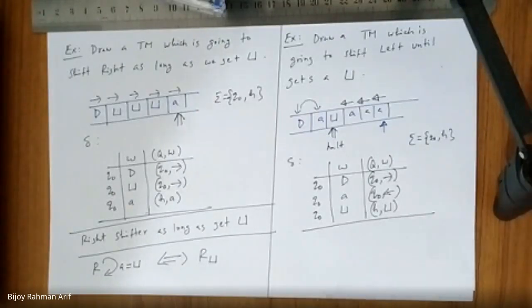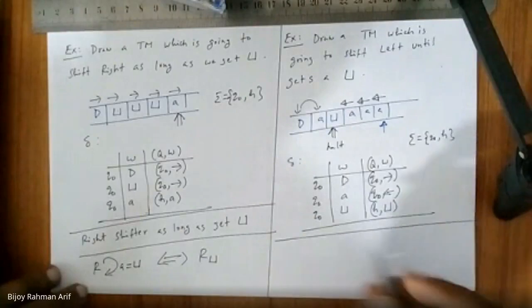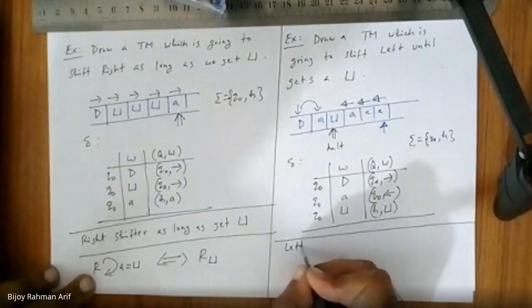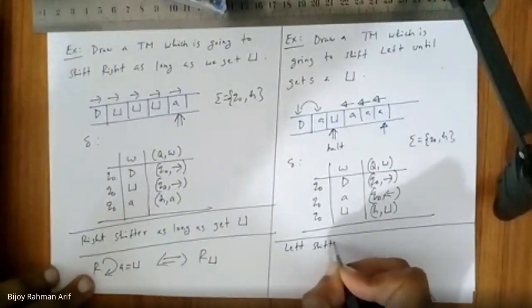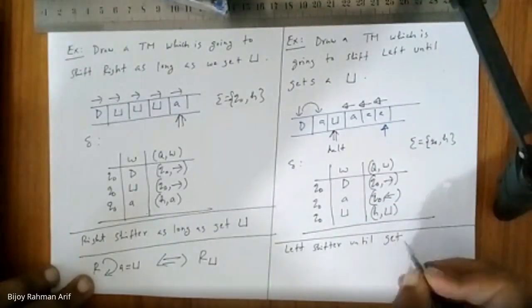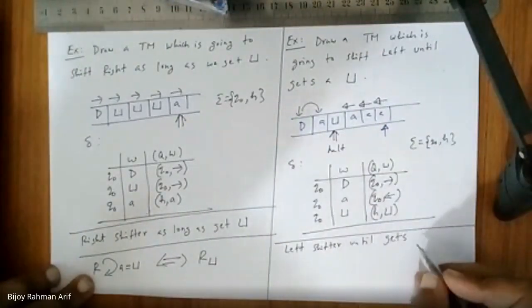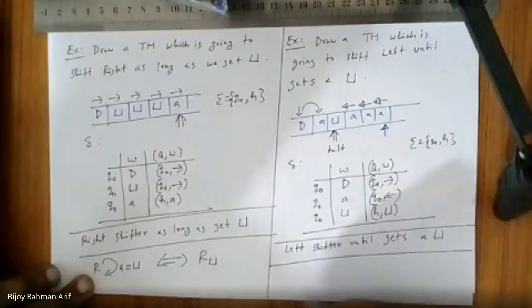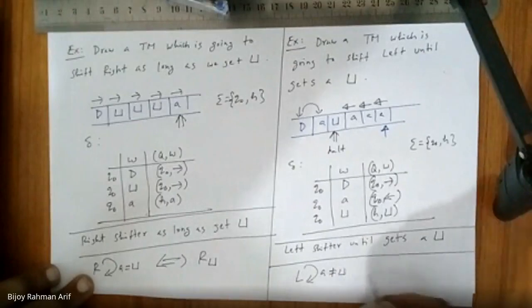Yes sir. Okay, so this is also a special shift: left shifter until it gets a blank. Left shift A not equal to blank, it's also written like this. So he has already pointed out the problem.